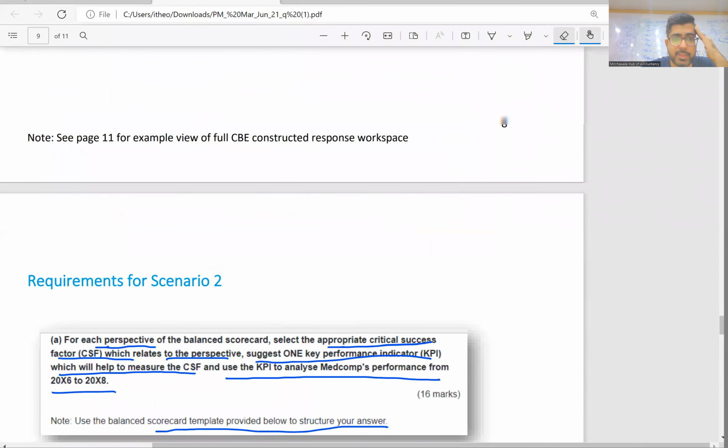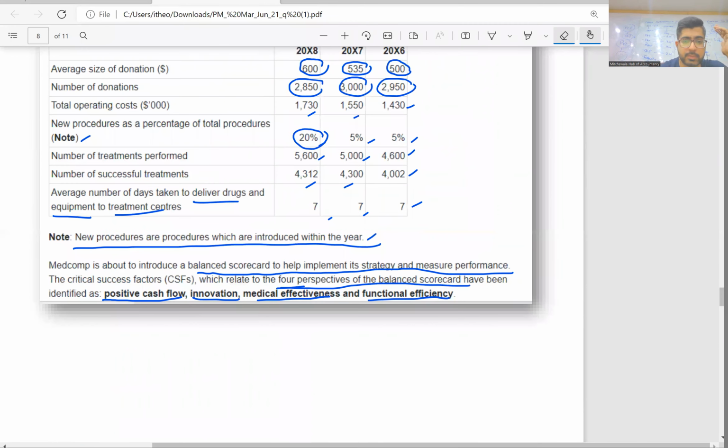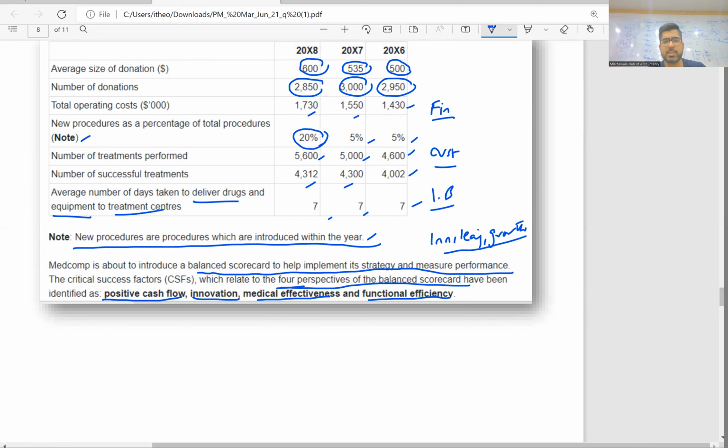Now there are 4 perspectives, right? So critical success factors which relate to these 4 perspectives are positive cash flow, innovation, medical effectiveness, functional efficiency. Now there are 4 perspectives of balance scorecard: financial, customer, internal business, and innovation, learning, and growth. So critical success factors which relate to these are positive cash flows, innovation, medical effectiveness, and functional efficiency. The first part of the question: for each perspective, identify the relevant critical success factors.